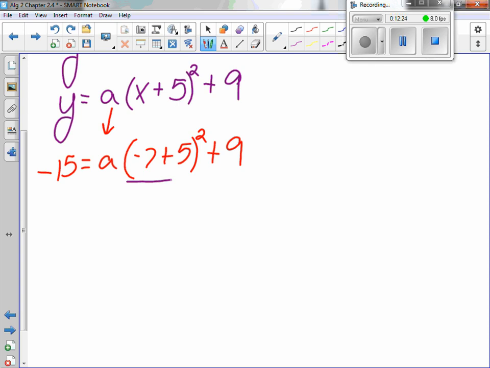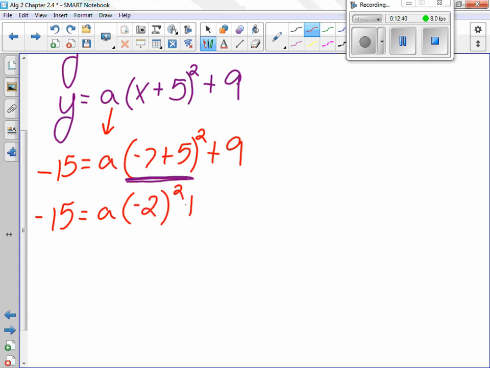Now the first thing we can simplify is this here, because I could do -7 plus 5, yes? We can plug that into the calculator, and -7 plus 5 is -2. Now we can do that also. We can do -2 squared, which would be +4. So we would have 4a plus 9.